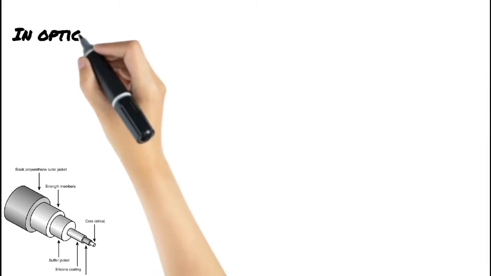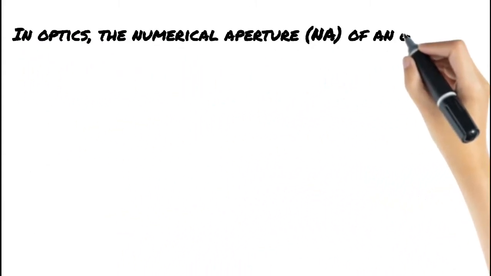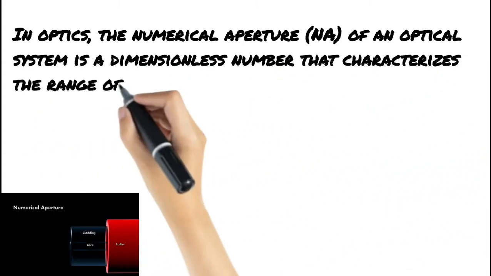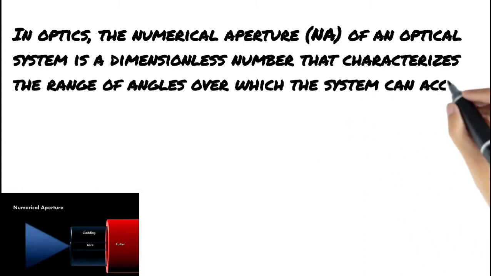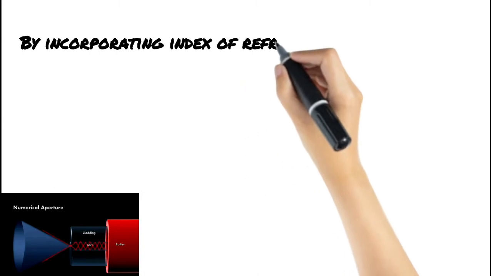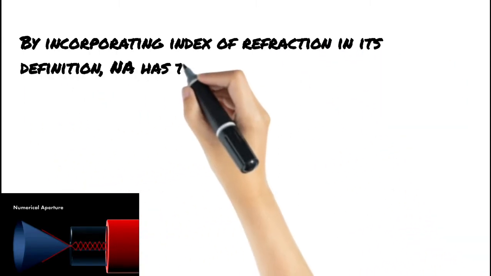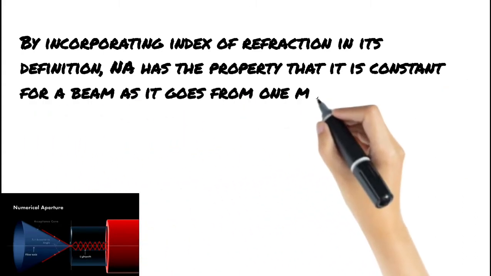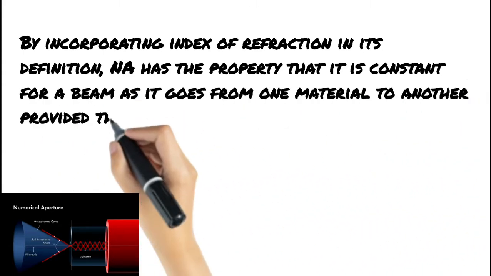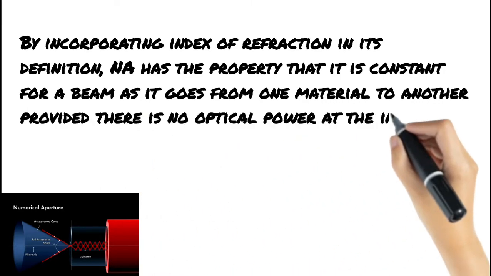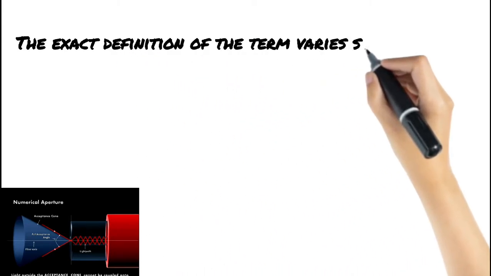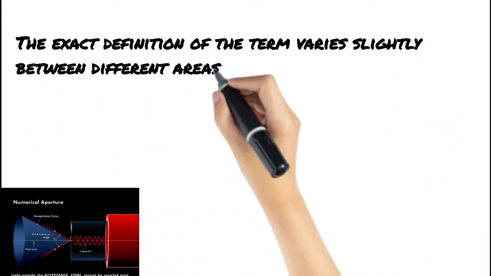In optics, the numerical aperture of an optical system is a dimensionless number that characterizes the range of angles over which the system can accept or emit light. By incorporating index of refraction in its definition, numerical aperture has a property that it is constant for a beam as it goes from one material to another, provided there is no optical power at the interface. The exact definition of the term varies slightly between different areas of optics.